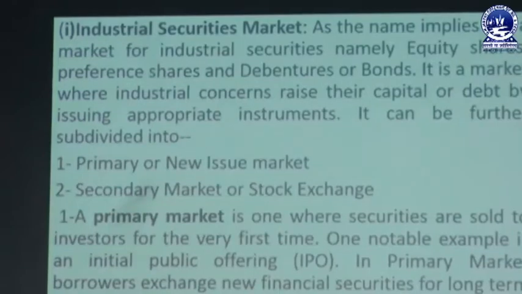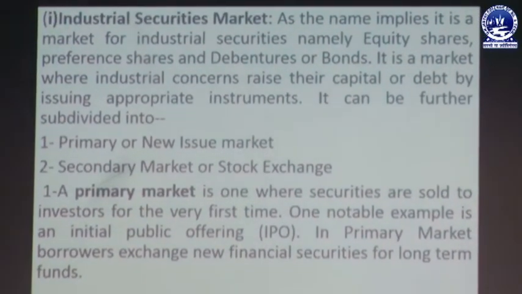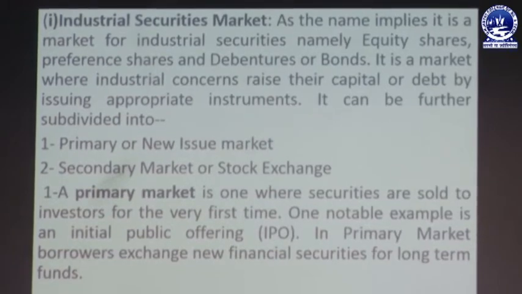So, that is why it is called industrial securities market. Only industrial concerns can raise their capital by issuing any type of share, or they can raise their money by issuing debentures and bonds. So, the industrial securities market is subdivided into two parts, that is called primary market and secondary market. The primary market is otherwise known as the new issue market. The secondary market is called your stock exchange.